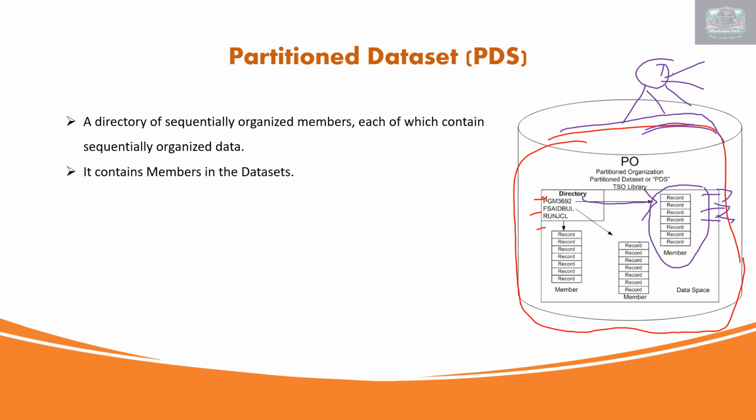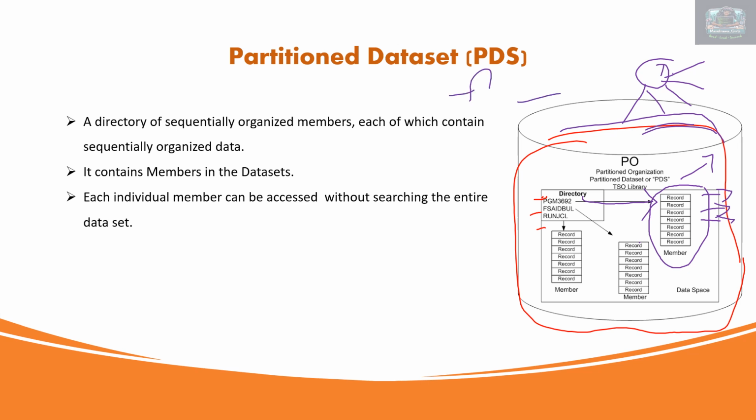Like I told you, each data set will have members, and each individual member can be accessed without searching the entire data set. So how can you search? Once you go into a PDS and you just give F space the member you need, or L space the member you need, there's no need of searching one by one. It will automatically locate where the file is.